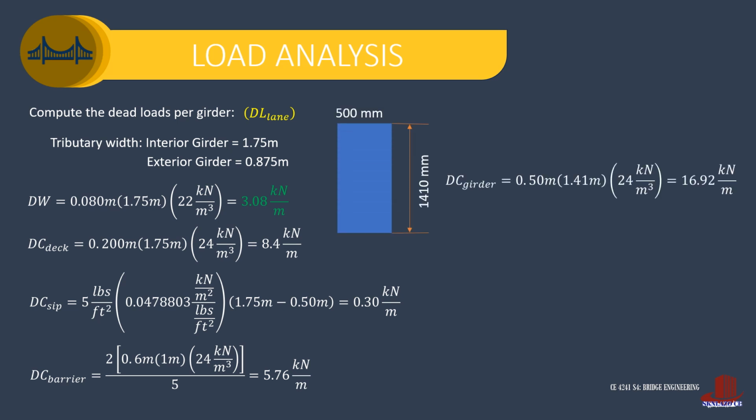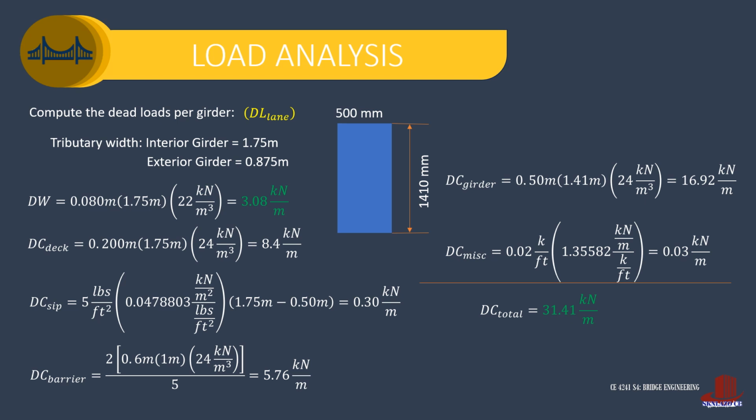DC for girder is the width times the depth with concrete unit weight, and that is 16.92 kilonewtons per meter. Add the miscellaneous DC of 0.2 kip per foot, or 0.03 kilonewtons per meter. Take the total dead load, having 31.41 kilonewtons per meter.